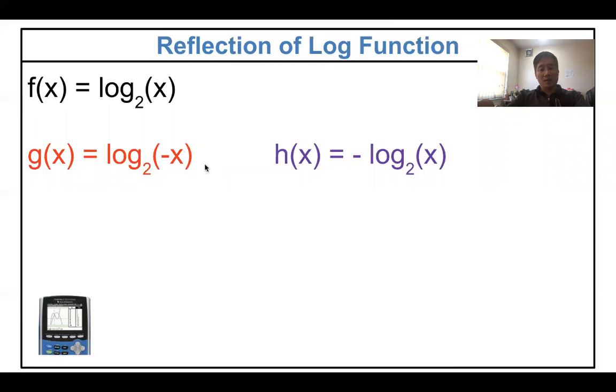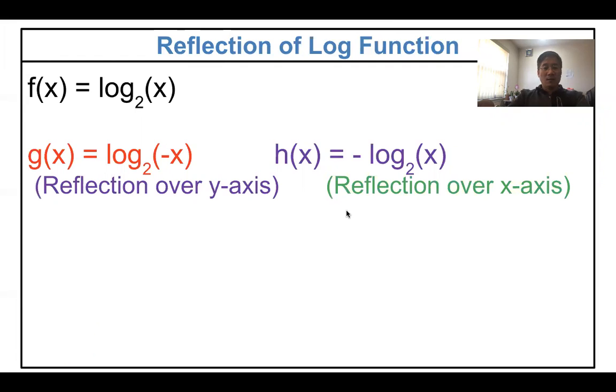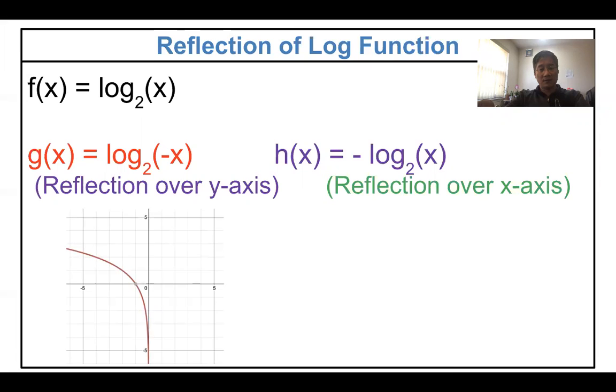Then what happened to the graph? Let's see. And h of x has the negative outside of the log function, which means you multiply the result of the log function by negative, which means the y value changes sign. So let's see. G of x, log base 2 of negative x, I said it is a reflection over the y-axis, and then h of x is a reflection over the x-axis. The graph is like this.